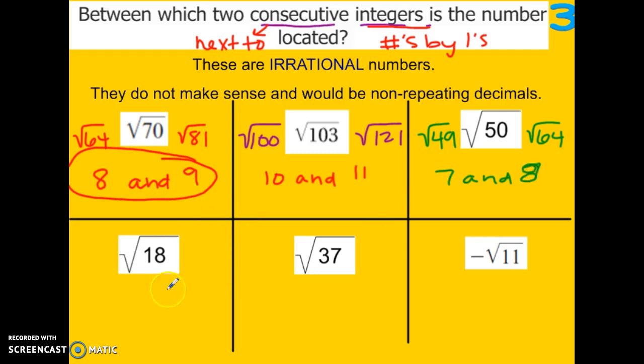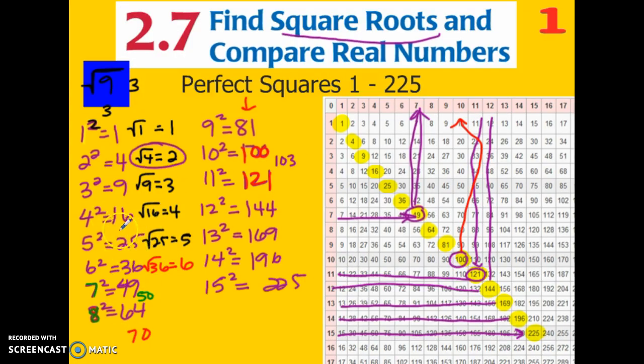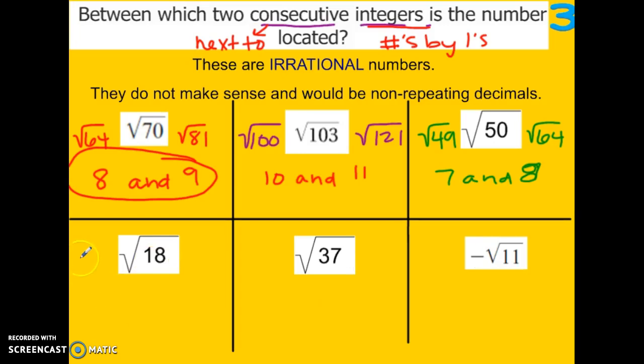A couple more. I would suggest trying these on your own and then checking your answer with me. So pause the video and try on your own. So I'm going to look for 18. 18 is between 16 and 25 right here. So let's write those two numbers down. Between the square root of 16 and the square root of 25. So the square root of 16 is really just 4, and the square root of 25 is really just 5. So it's between 4 and 5.